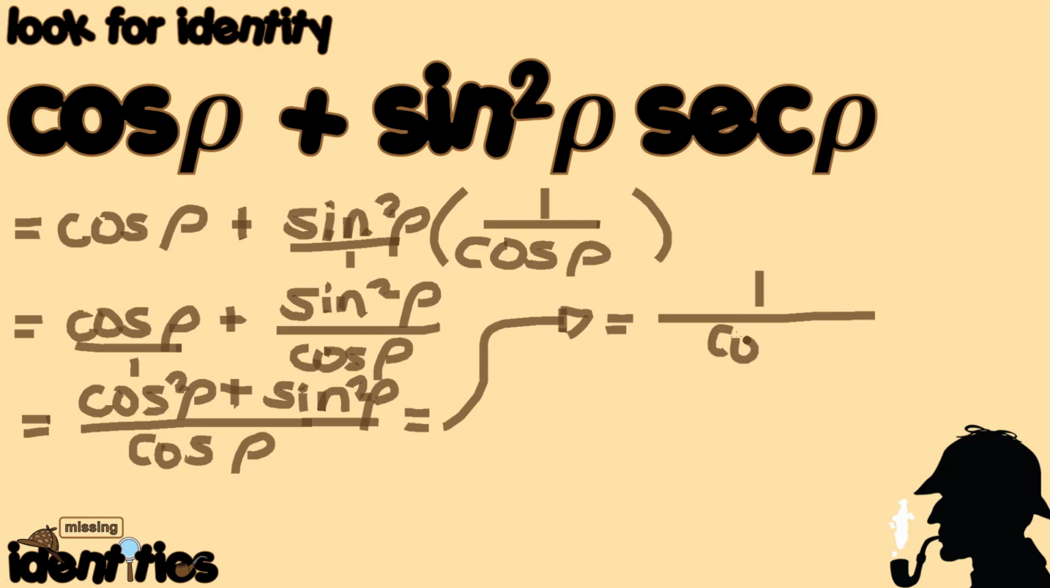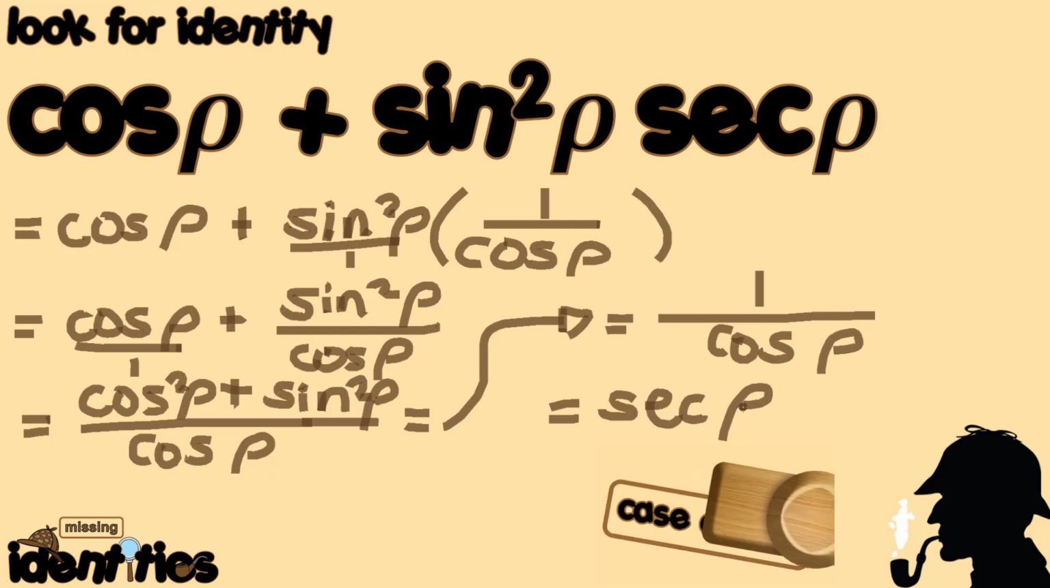Our denominator is still cosine rho. And we know that this is equivalent to one of the 6 trigonometric identities. Automatically, 1 over cosine rho is simply secant rho. In short, the identity equivalent to the expression cosine rho plus the product of sine squared rho and secant rho is simply secant rho. This case for missing identity is now closed.